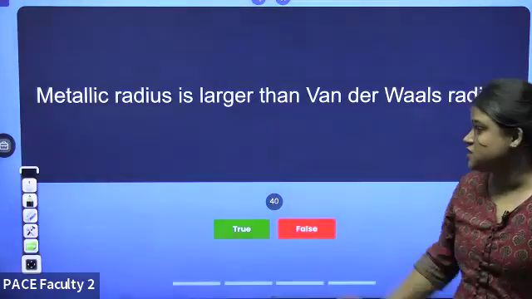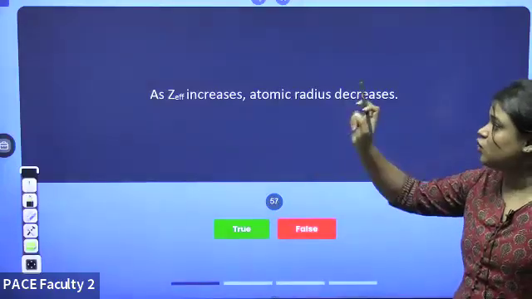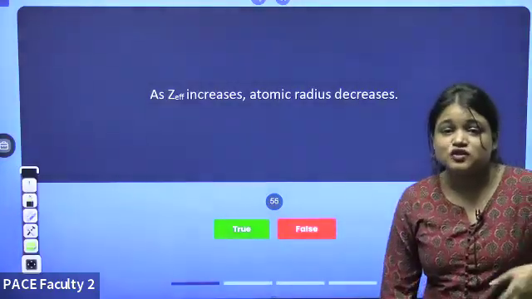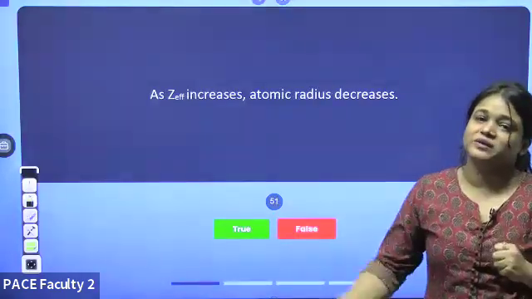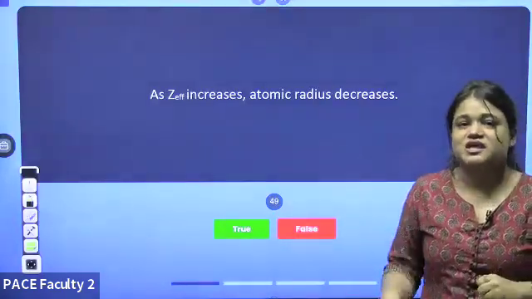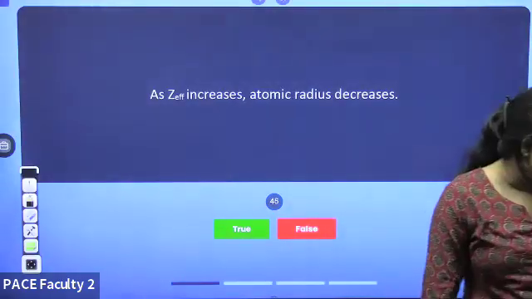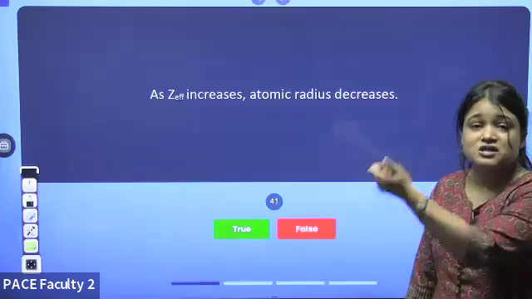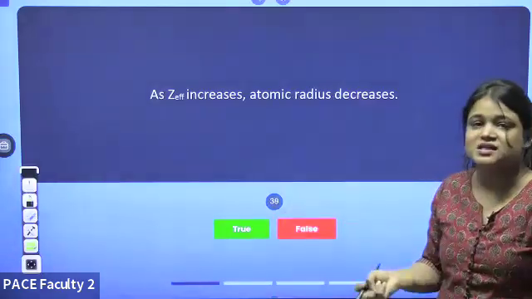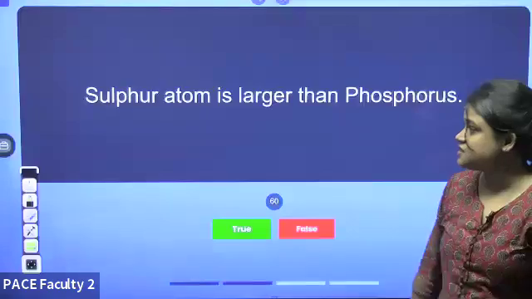Yes, this is false. As the Z effective increases, atomic radius decreases. जितना ज्यादा इफेक्टिव न्यूक्लियर चार्ज बढ़ता जाएगा एटॉमिक रेडियस कम होता जाएगा. सही बात है. बिल्कुल सही बात है. जितना ज्यादा इफेक्टिव न्यूक्लियर चार्ज बढ़ता जाएगा, खींचना बढ़ता जाएगा, एटॉमिक साइज उतना कम होता जाएगा. Yes, very good.